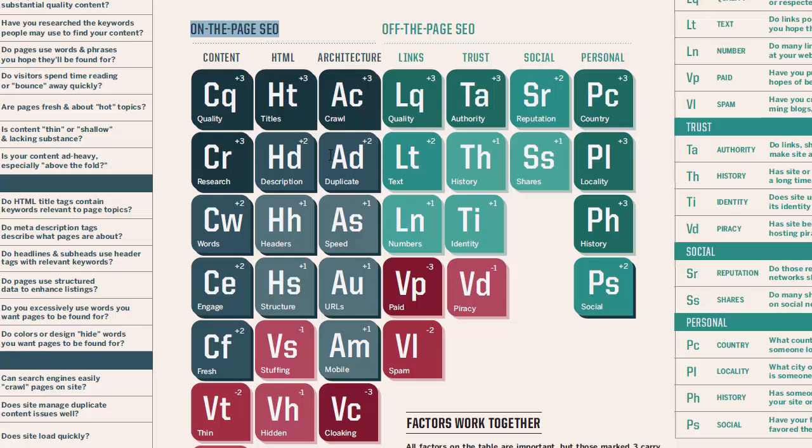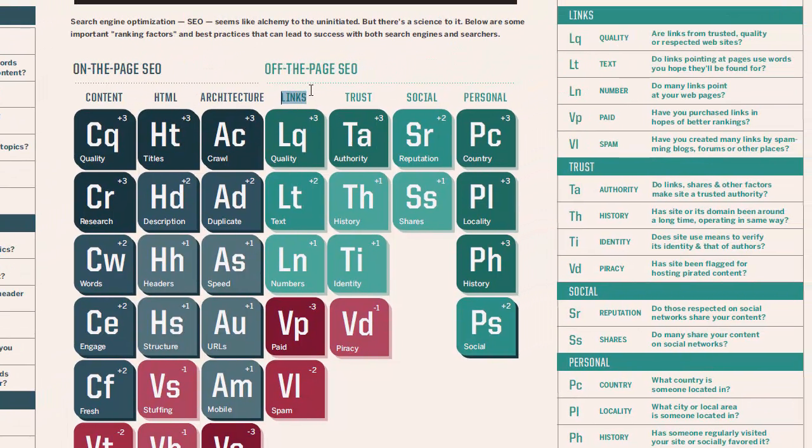The other ones are the off-the-page SEO, and these are areas where you have less control. It takes more time to manage these because you've got to often work with resources that are outside of your own organization. So the first thing that we look at here is links.